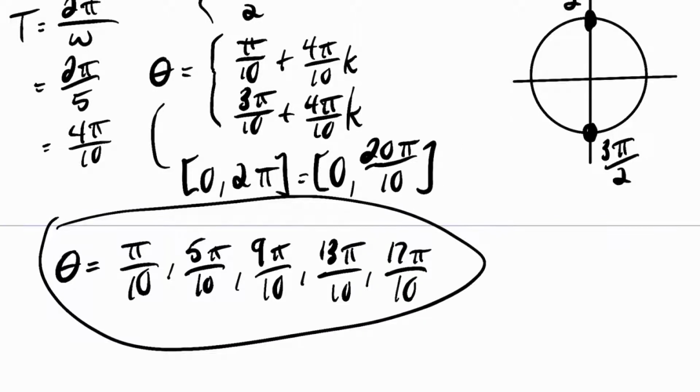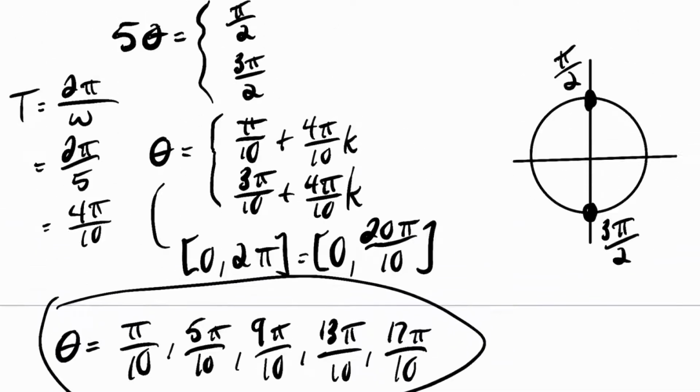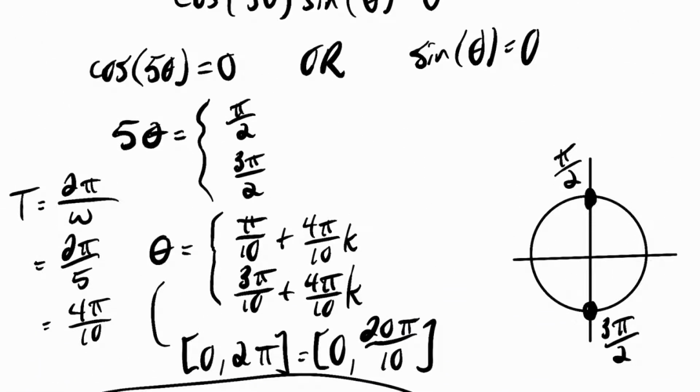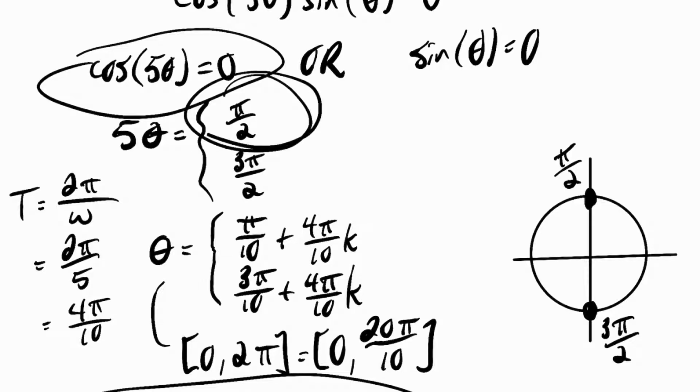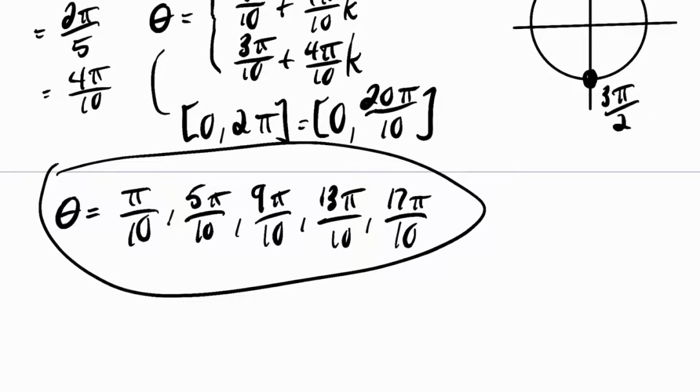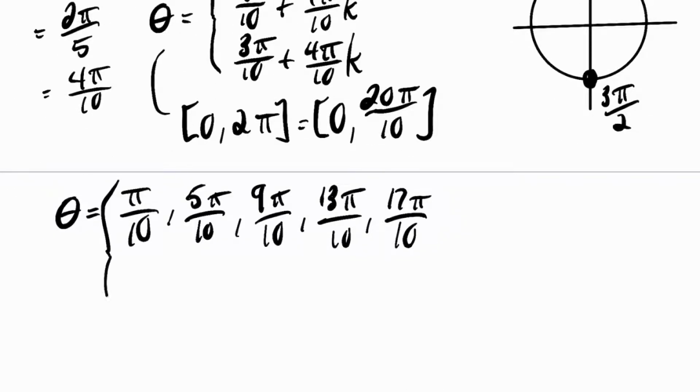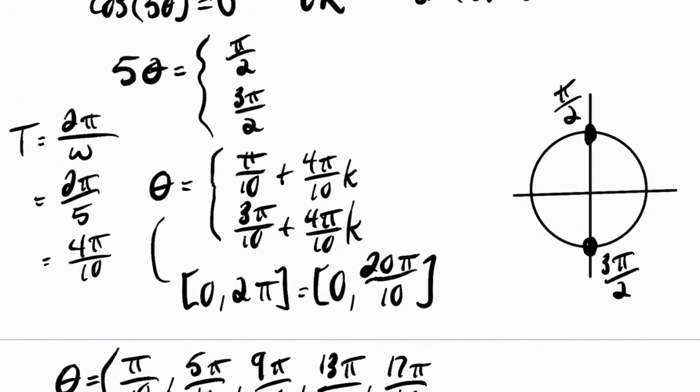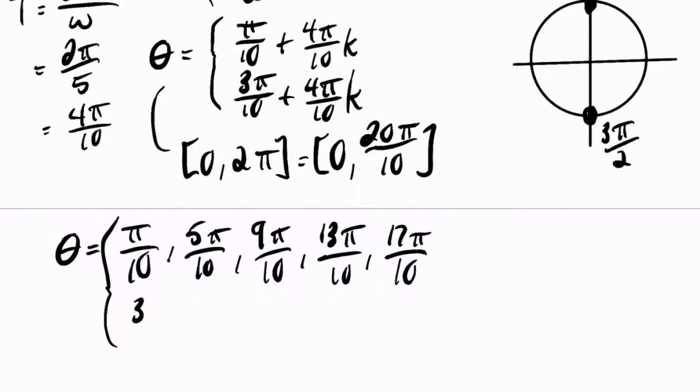There's 5 of them. Well, I'm sorry, that's half of them. For this equation, we used the top half here. We have to go back and do this again with 3 pi over 2. So the other possibility was 3 pi over 10. I misspoke there.